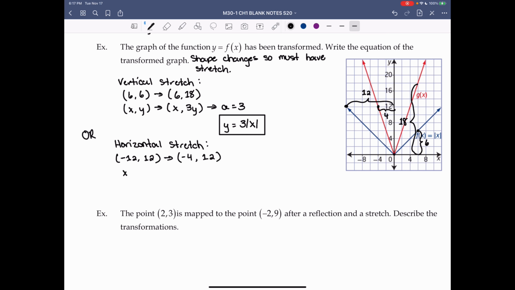So mapping notation, x, y goes to, the x value goes from negative 12 to negative 4. So it's 1/3 of the x value. So 1 over 3x. And the y value didn't change. It's still y. This tells us that b equals the reciprocal of 1/3, which is 3. Then y equals absolute value of 3x.